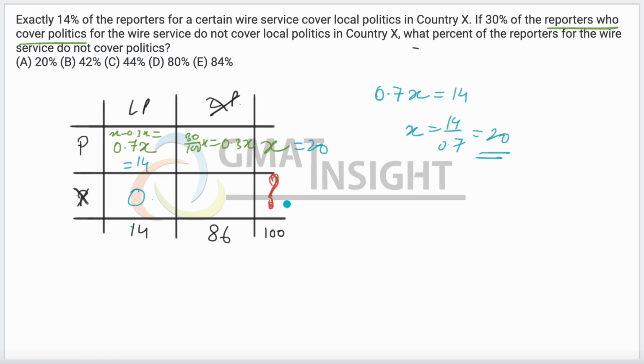So we have this value 20, that means we have this value 80, and that's what the question is asking, the percentage of reporters who do not cover politics. So the answer is option D, that is 80%.